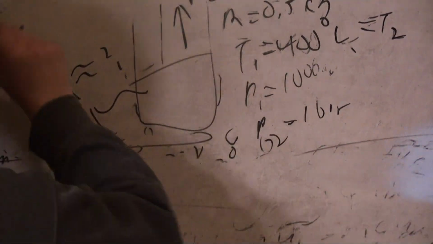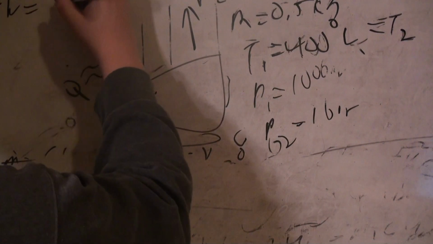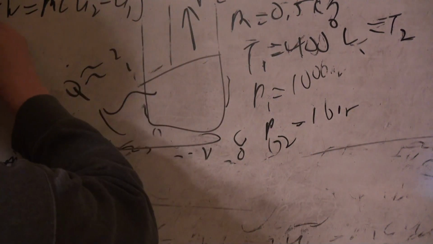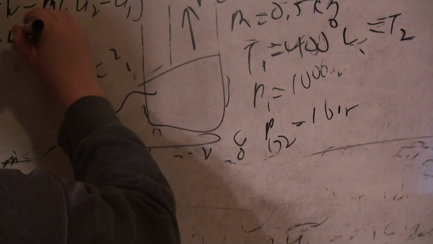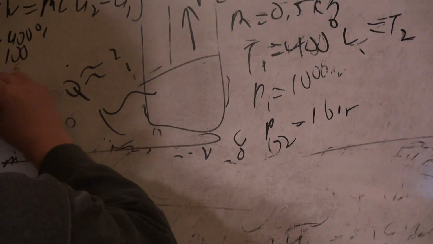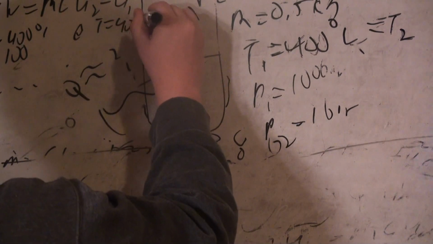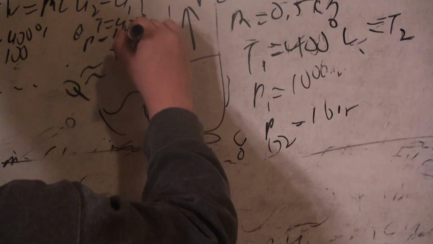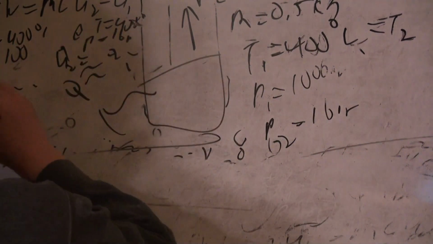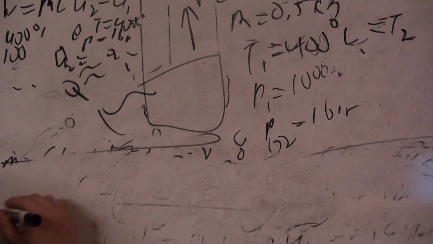So we have Q plus W equals M (U2 minus U1). And of course, at T equals 400 and P equals 100, U equals something. Same thing at T equals 400 degrees Celsius, P equals 1 bar, U2 will equal something. Let's just assume we've looked those up, we have those. So now let's do our entropy balance.